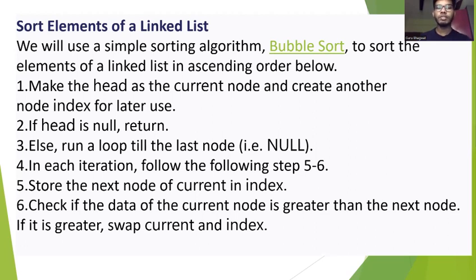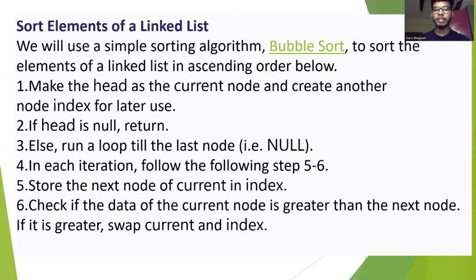First we have to make the head the current node, and create one more node for the index for later use. Next, if head is null, then we have to return, or else we run the loop until it reaches the last node. In each iteration, follow steps 5 and 6. The fifth step is to store the next node of the current in the index.